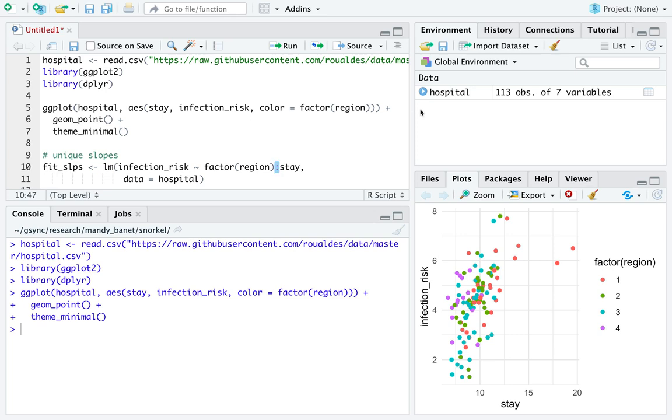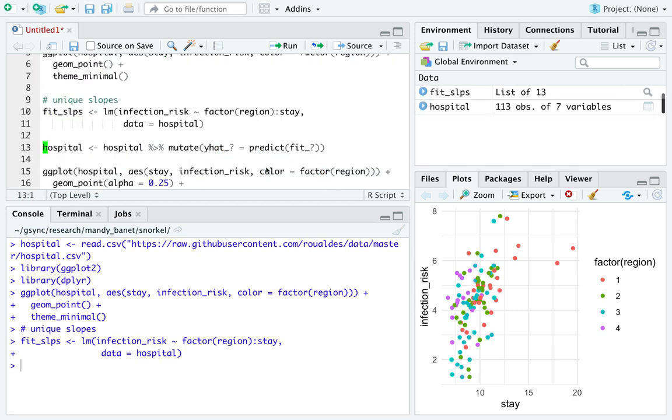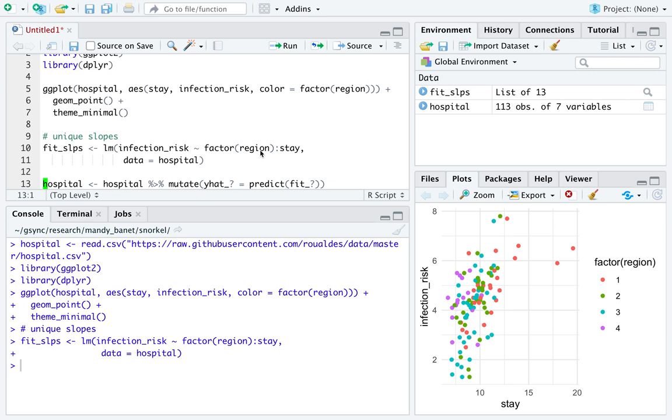That is shift button to the right of L. And this is going to say, for each level of region, give me a new slope on stay. But it will only give you one intercept. So we are going to force our model to have a shared intercept and unique slopes across stay. When we run that code, not much happens as long as everything went well.